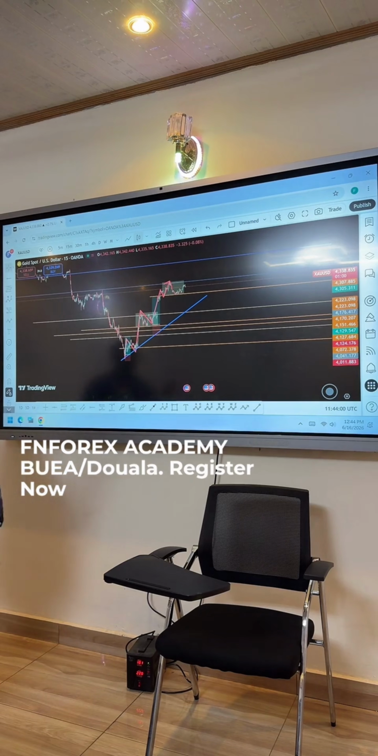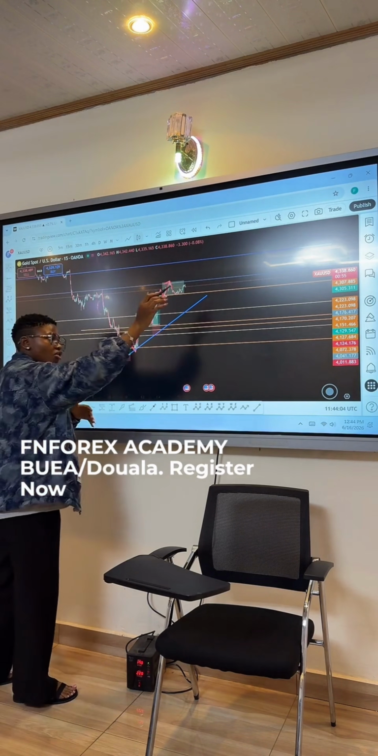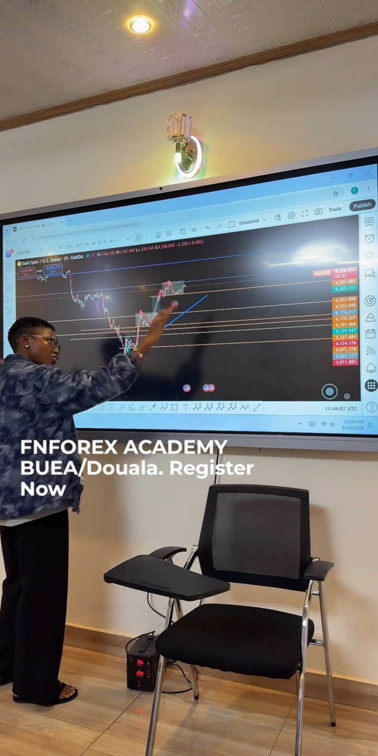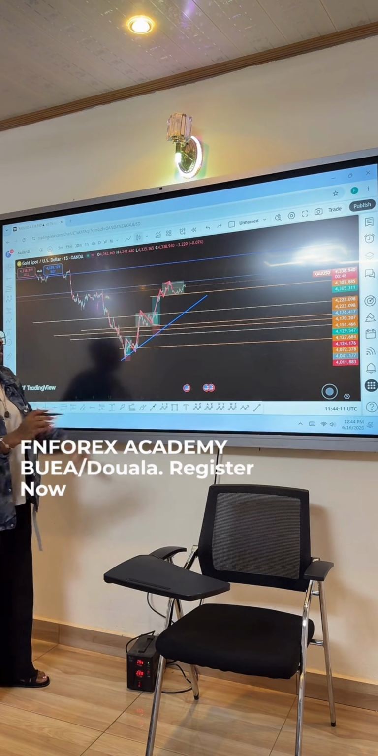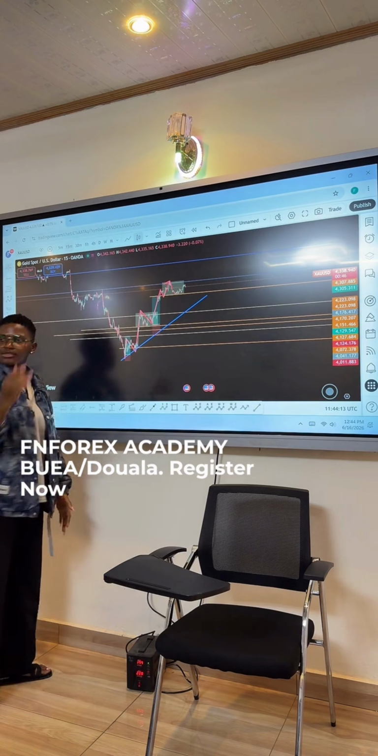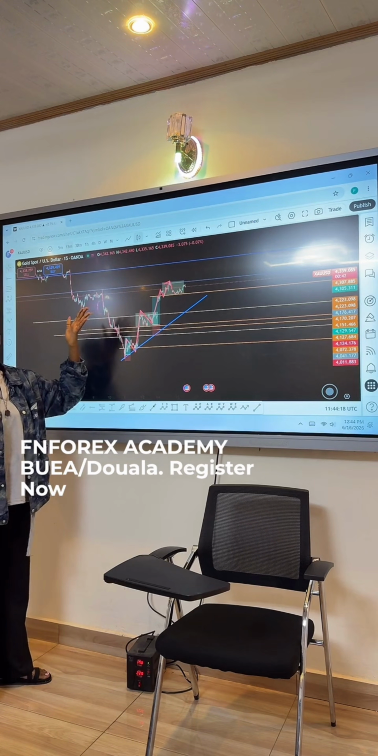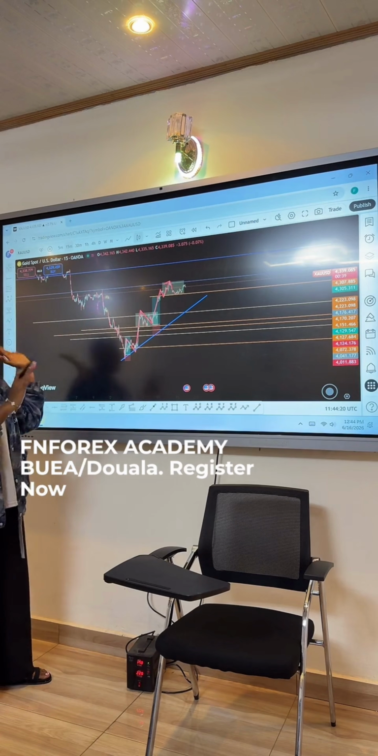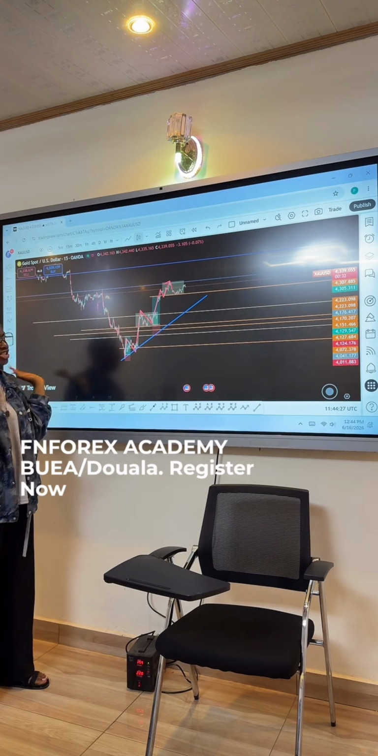That's why you need to first of all draw something, draw it first, so that you know that if anything touches there and does not close below, it is a retest. So I should continue buying. Retests are different from breakouts. Retest means it wants to continue. Breakout means it wants to change. So retests are not breakouts.